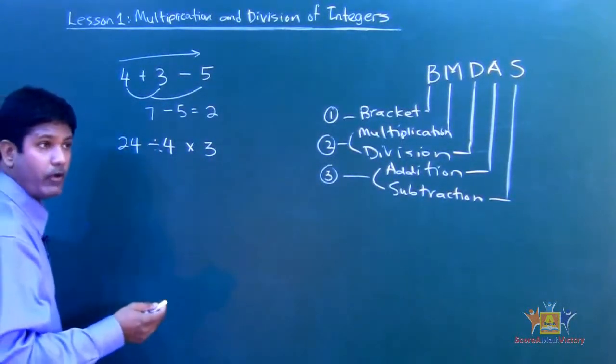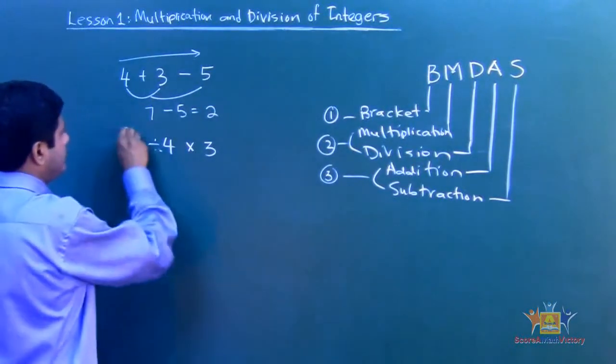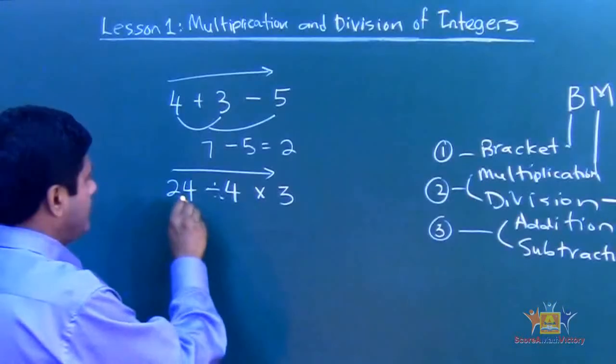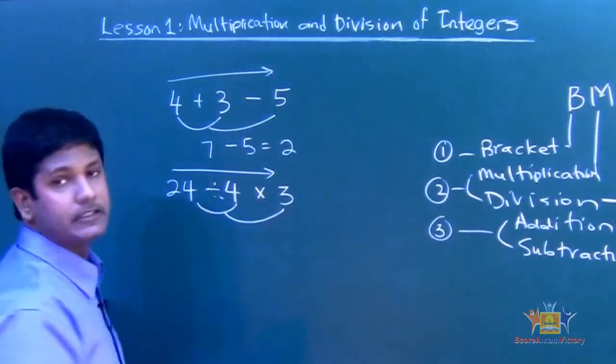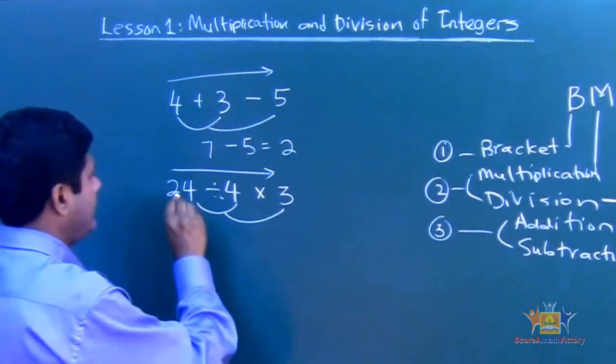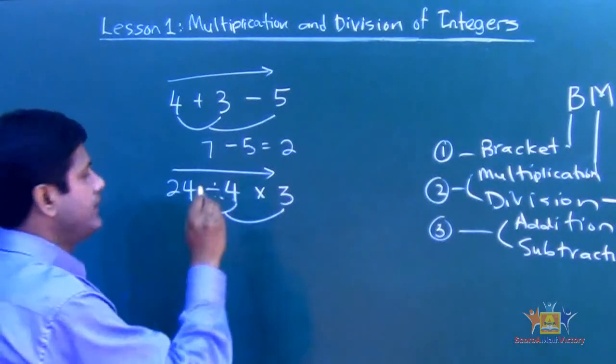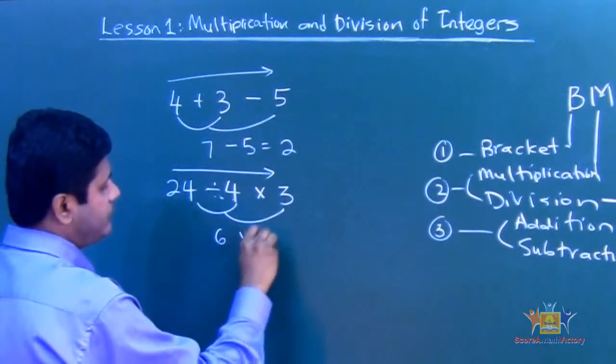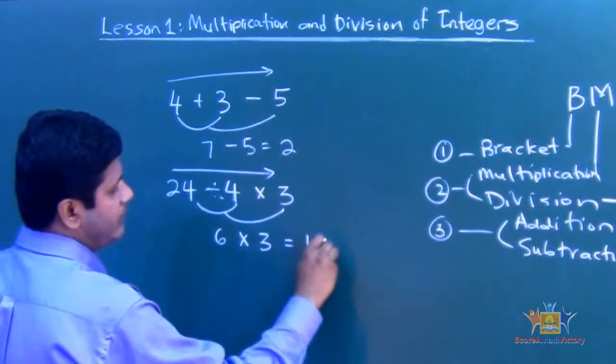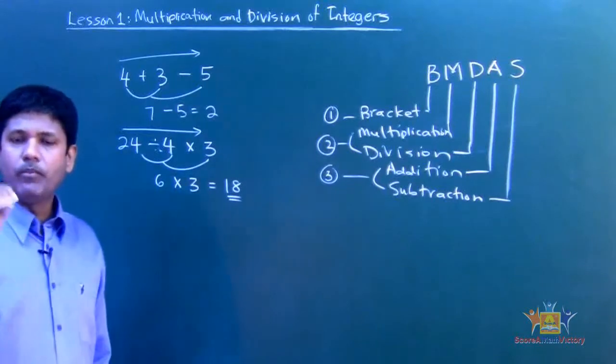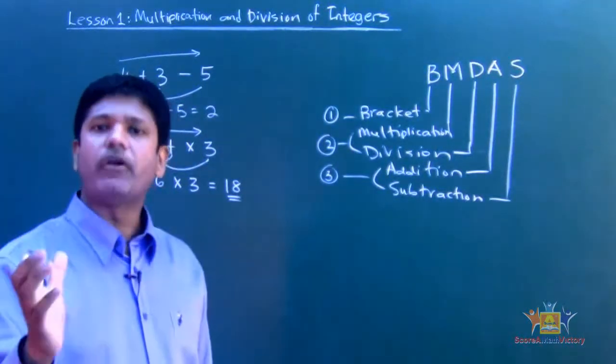So I'm going to use what method? Left to right. So I'm going to use the left to right method. I'm going to divide first and then I'm going to multiply. I use that pairing method. 24 divided by 4 is 6, and then 6 times 3 is 18. Right there. See that? So when you obey the rule, you will get the answer right.